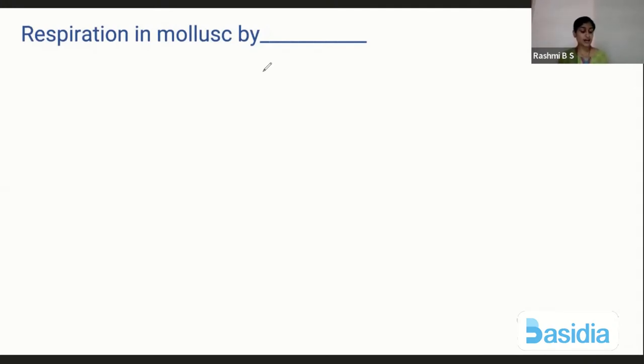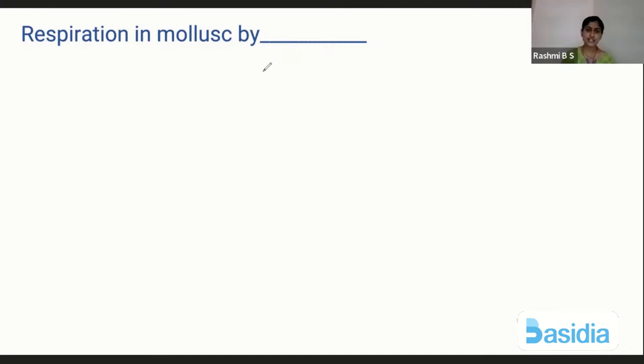I didn't keep options here, because with options you would just guess. I'm not getting whether you people are revising and coming back or not, that's why I just removed options. If you are doing revision, if you are remembering the concept, then only you can answer.